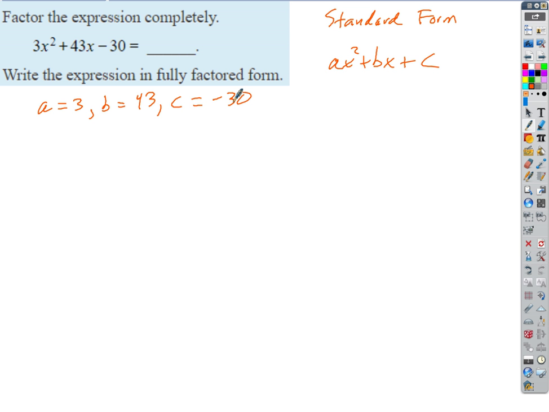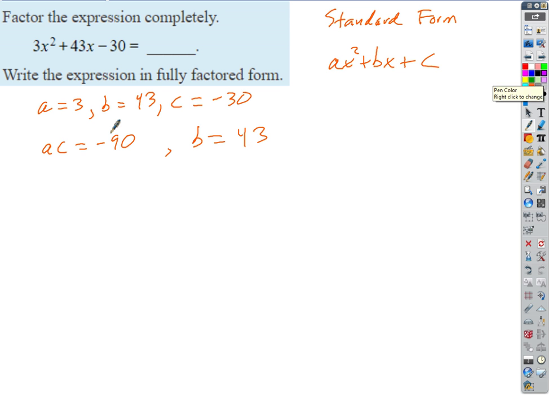All right, so we got to find magic numbers. This time it's a little different. This time they're not just multiplying to negative 30 and adding to 43. They're multiplying to a times c, right? So what is a times c? A times c is what? Negative 90, yeah, okay. 3 times negative 30 is negative 90, so they have to multiply to negative 90, and they have to add to b, which is 43, okay?